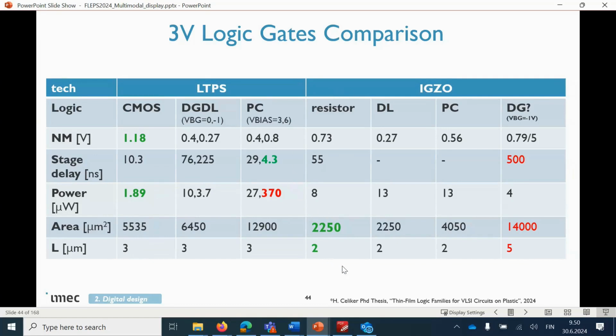If you compare, for example, to the IGZO, where the node is lower, it's 2 microns, you have less area. Even though you have a resistor, you still have very good noise margin, though. So I tried a bit to make the comparison here, a more fair comparison, from data that our PhD student is putting in his PhD thesis that will be out there this year.